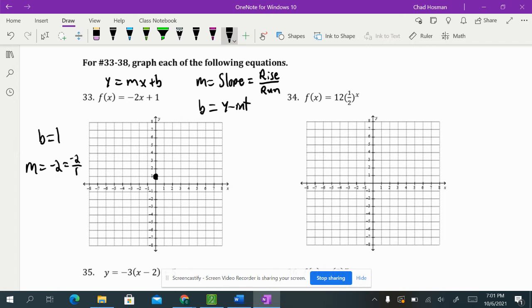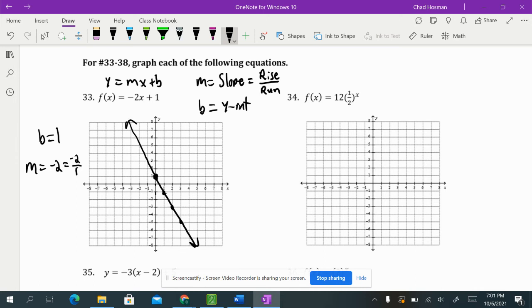So it's going to go down 2 and over 1. So we go down 1, 2, over 1. Down 1, 2, over 1. Down 1, 2, over 1. We should get a line that looks something like this.